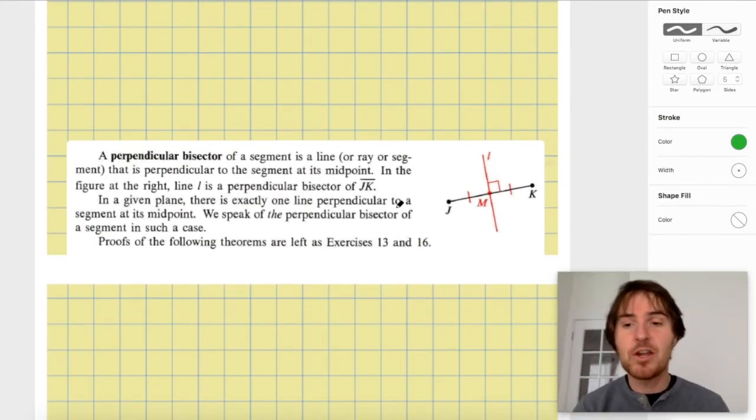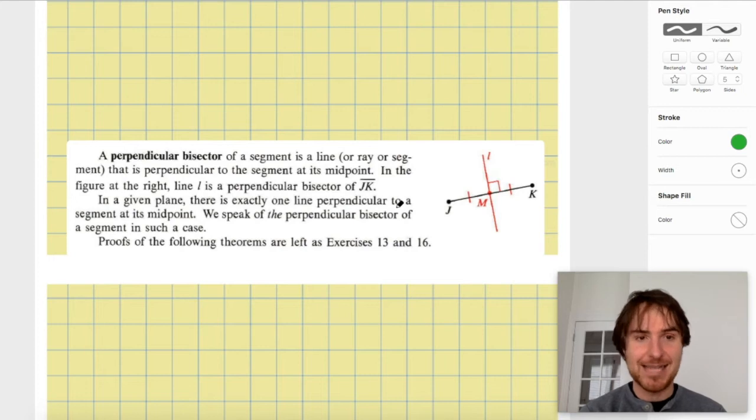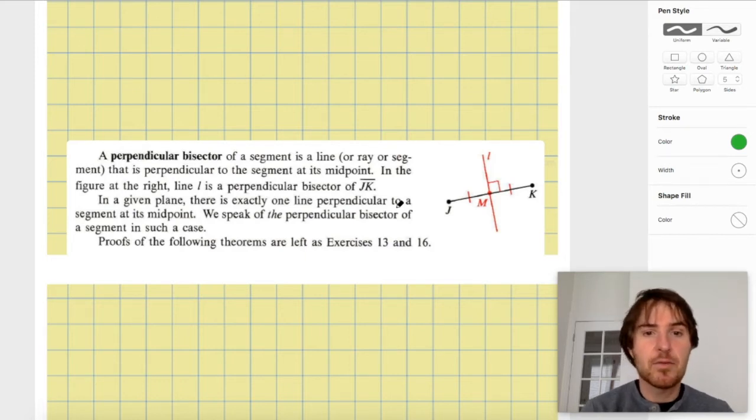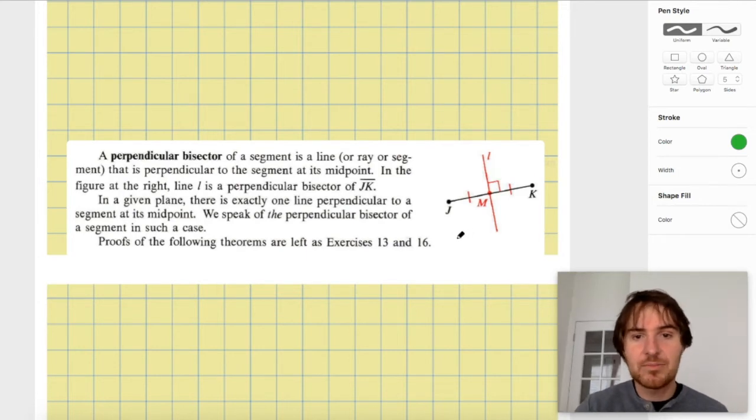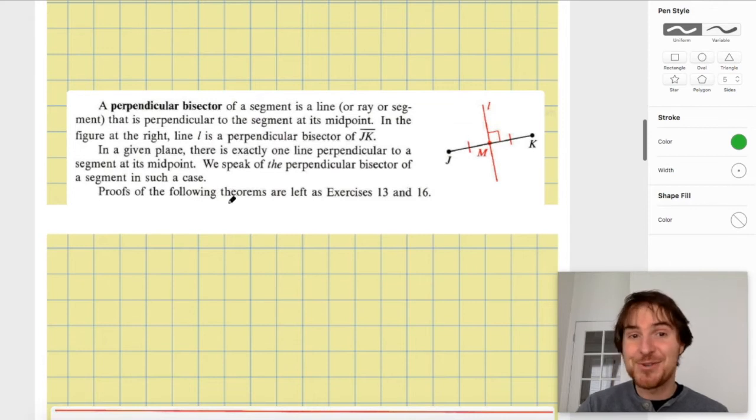All right, next one here we have perpendicular bisector. A perpendicular bisector of a segment is a line or a ray or a segment that is perpendicular to the segment at its midpoint. In the figure at right, line L is a perpendicular bisector of segment JK. In a given plane, there's exactly one. I'm just reading this here. Why am I reading this? I should talk about perpendicular bisectors for you guys real quick.